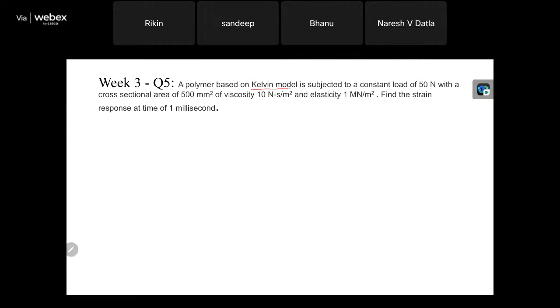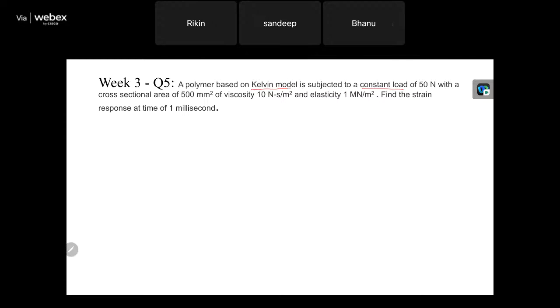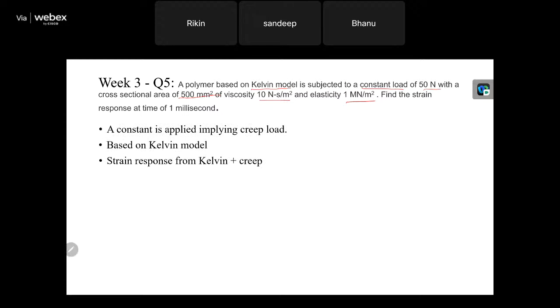So first of all, you have to see that it's a Kelvin model and it is subjected to a constant load, which indicates a creep behavior. So this is basically a Kelvin model subjected to a creep test. And the value of force and the area, mu and E are given. So this implies the creep load and it is based on Kelvin model. So we have to find the strain response from Kelvin plus creep.